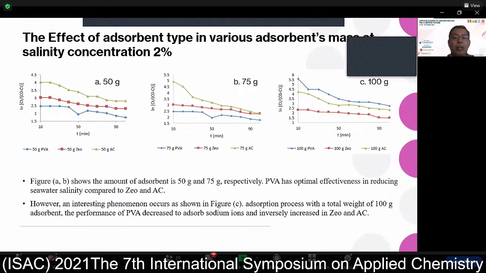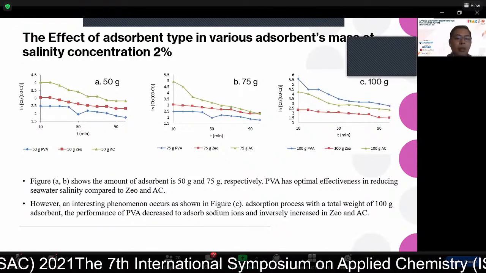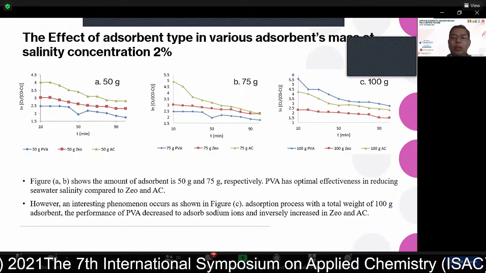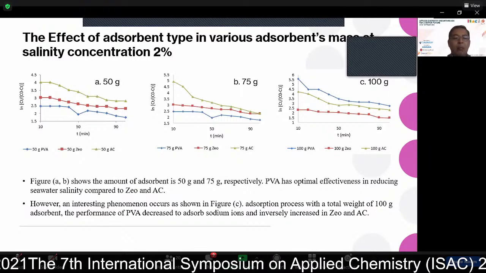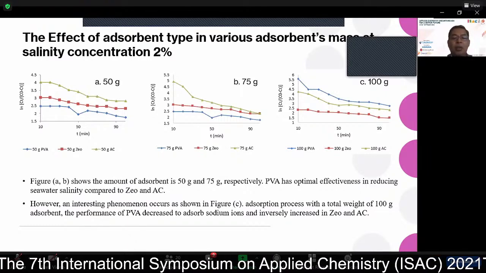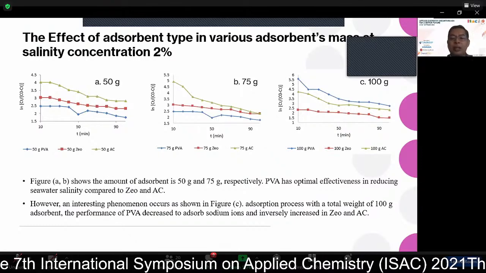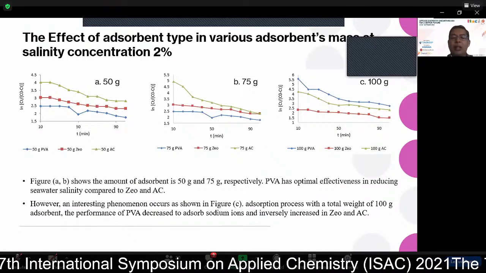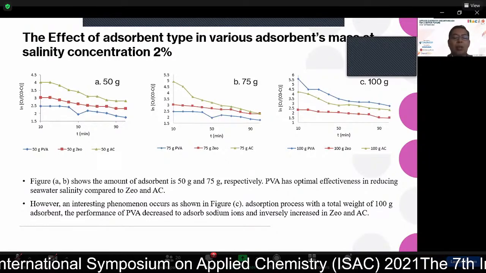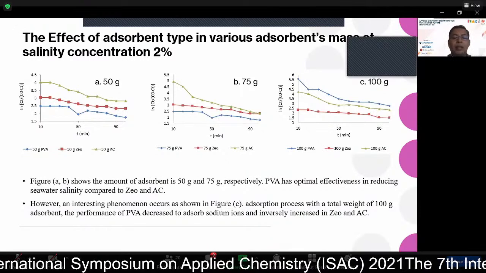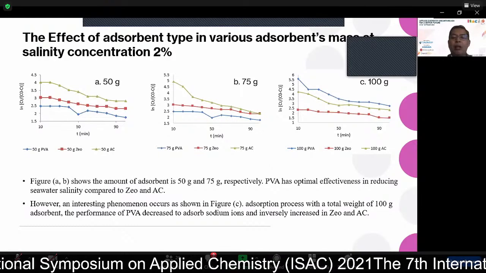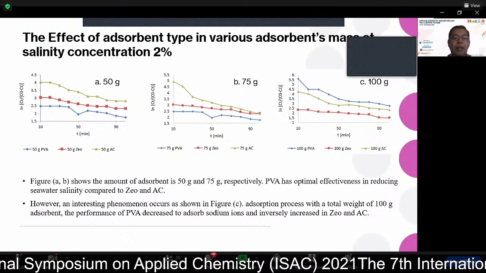An interesting phenomenon occurs in the adsorption process with a total of 100 grams of adsorbent. The performance of PVA decreases in adsorbed sodium ions, and inversely increases in zeolite and activated carbon. In this process, the indication is a desorption mechanism, according to the character of the zeolite and activated carbon.